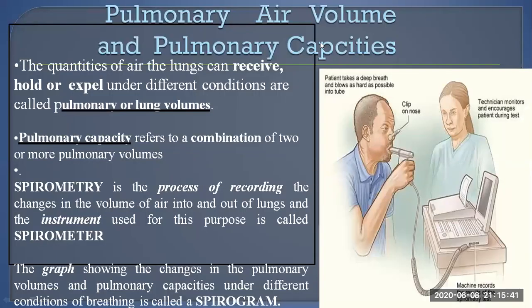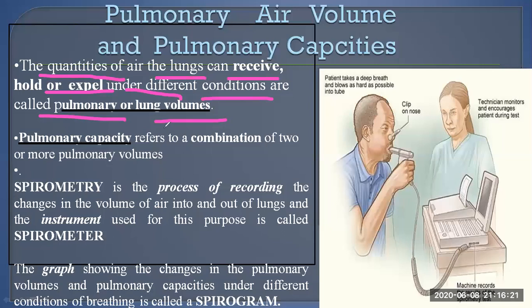Now we will see the next topic, the second, and the name of the topic is pulmonary air volume and pulmonary capacity. What is the pulmonary volume, or simply you can say lung volume? The quantities of air the lungs can receive, hold or expel under different conditions are called the pulmonary or lung volume. Simply you can say in inspiration and expiration under different conditions, maybe you are doing any work or sitting, or anything you are doing, so under the different conditions, this is called the pulmonary volume or lung volume.